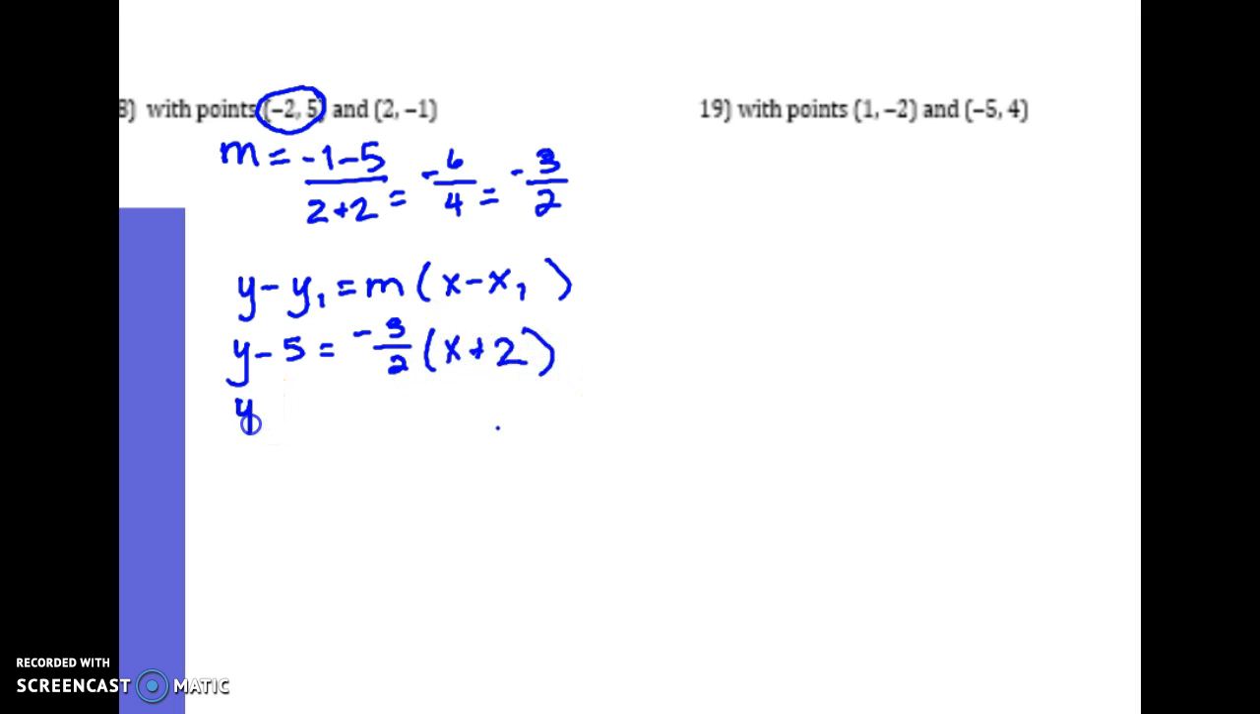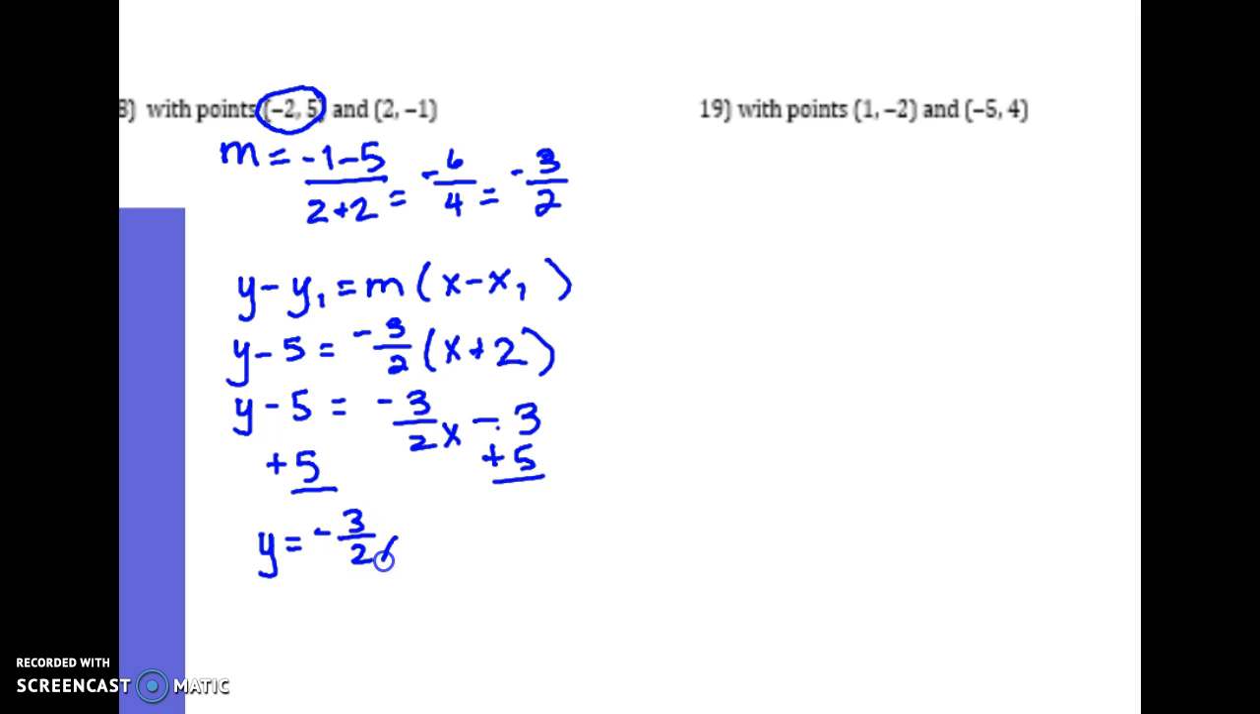Okay, so I distribute. Y minus 5 is going to be equal to -3/2 x, and -3/2 times 2 is going to be -6/2, so this is actually -3. All right, I'm now going to add 5 to both sides. When I do that, my final answer is y is equal to -3/2 x plus 2.